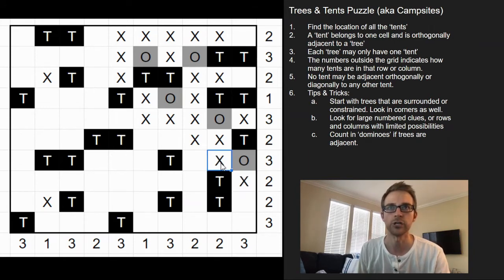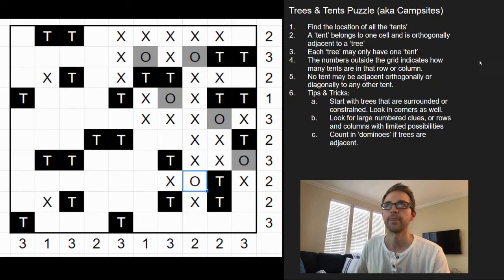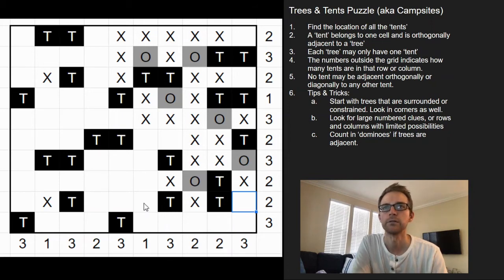Now this tree is surrounded on all sides except for one cell. So that is forced. We can X those. That tent has a tree that it belongs to, which is there. This tree has two possibilities. So we don't know that one yet.